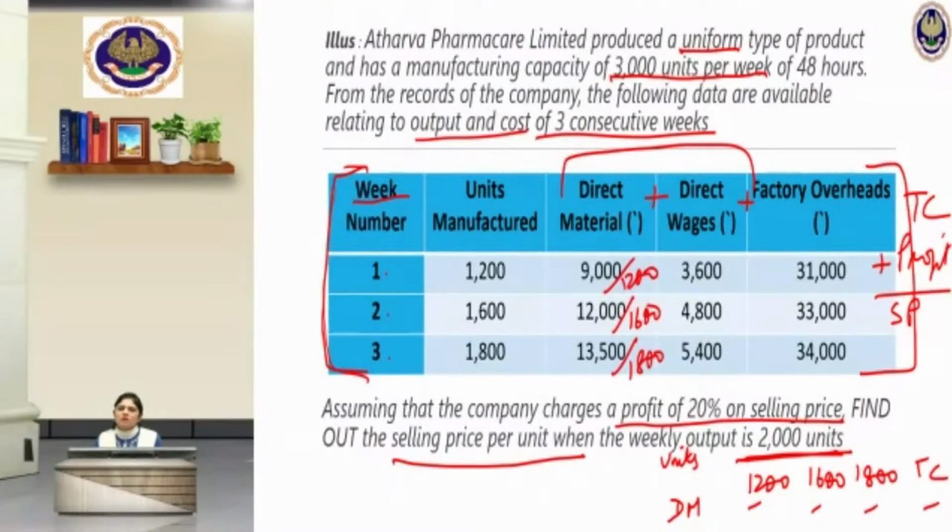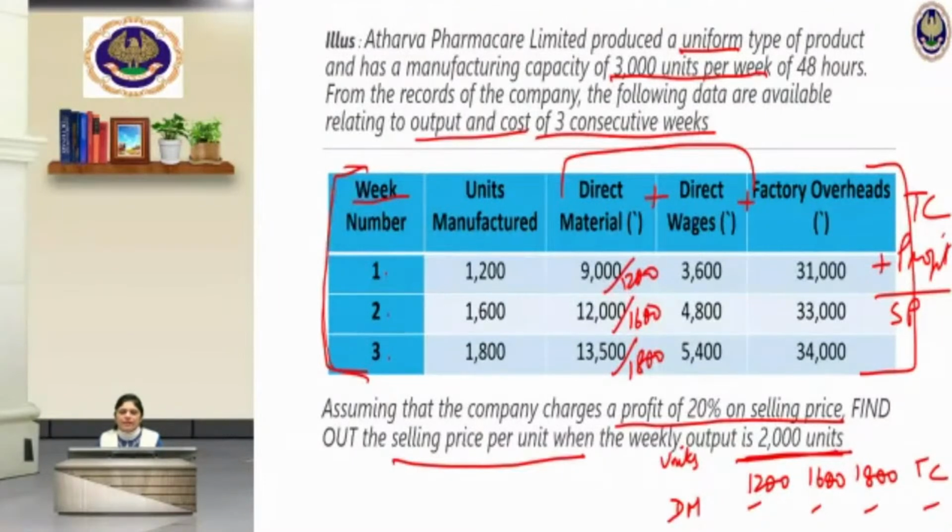And fixed cost is which remains fixed till a particular manufacturing capacity, and after that it can increase. So fixed cost cannot directly change with every additional unit of output. Fixed cost remains constant till a particular manufacturing capacity. But variable cost will change with every single additional unit of output. That is variable cost. So now, come back to the question.